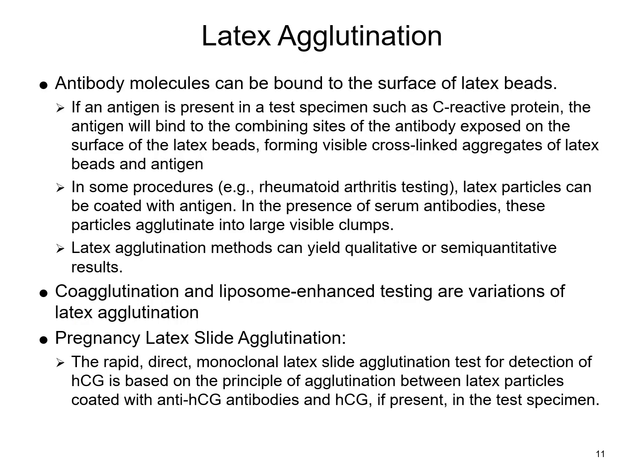All right, so to further build upon that latex agglutination theory, in these procedures you have antibody molecules bound to the surface of the latex beads. Many antibody molecules can be bound to each latex particle, which increases the potential number of exposed antigen binding sites. If an antigen is present in the test specimen, like the C-reactive protein example we saw, then the antigen will bind to the combining sites of that antibody exposed on the surface of those latex beads, which will form a visible cross-linking aggregation of those latex beads and those antigens.